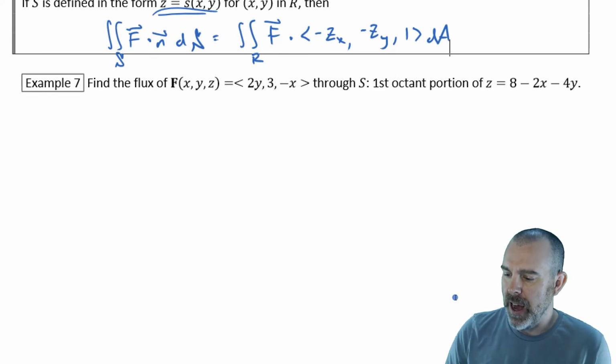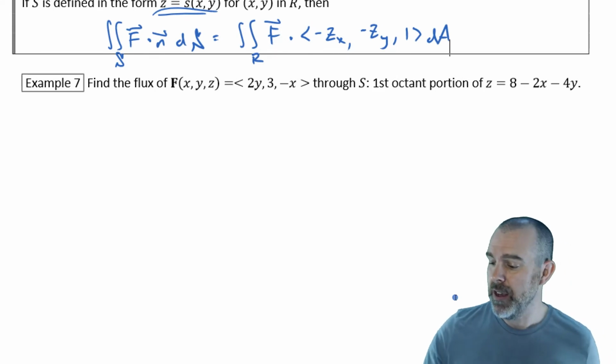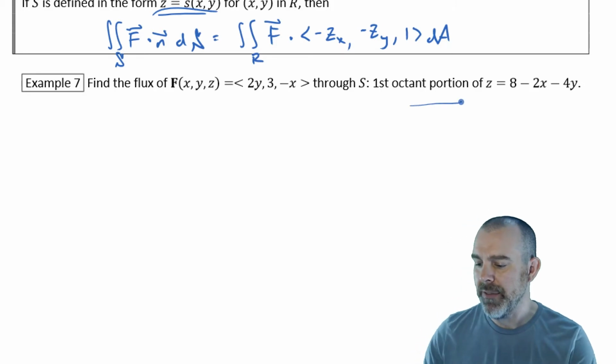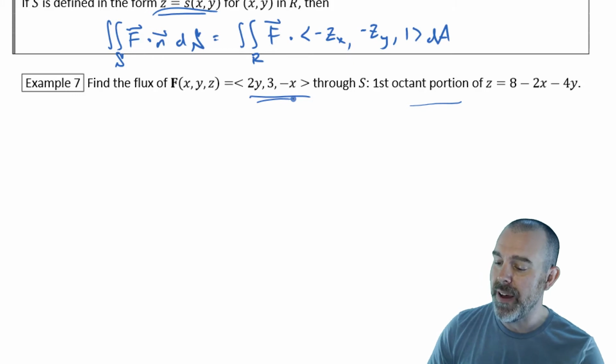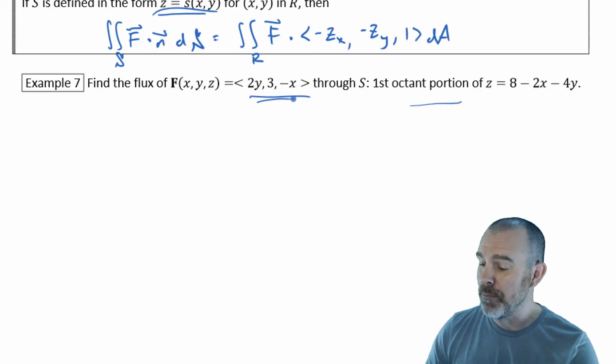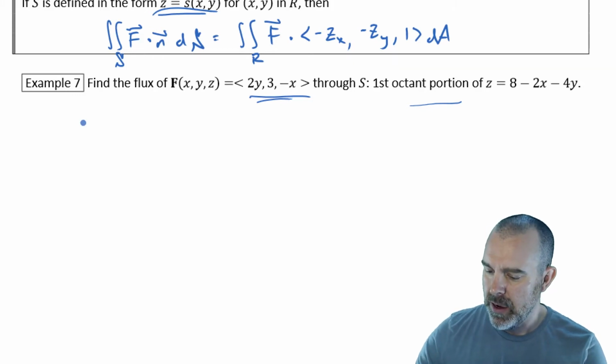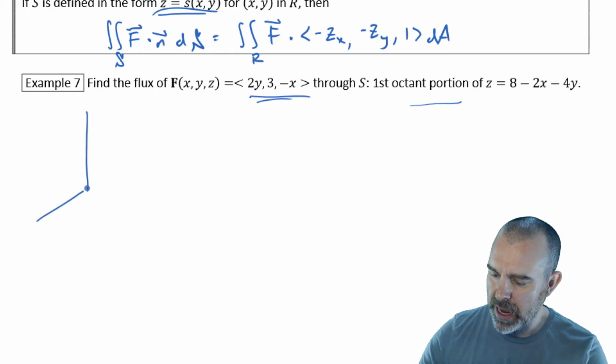Find the flux of this field through this particular surface, the first octant portion. So we have a three-dimensional field, and we're going to try to find the flux through that plane. All right, let's draw the plane. This is again just the first octant portion.